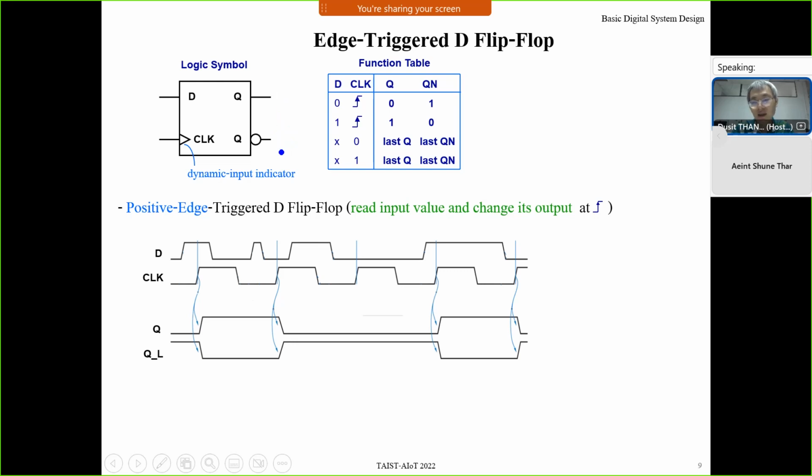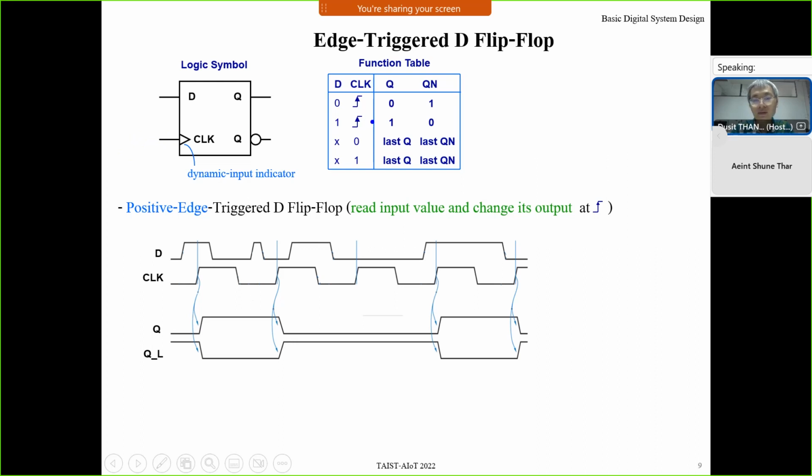The value of Q will be updated only when clock ticks, namely when the signal at the clock terminal changes from low to high. In this case, it is positive edge. Some flip-flops are active low. For active low, we have an inversion bubble right here. For this case, it changes from high to low, at negative edge.